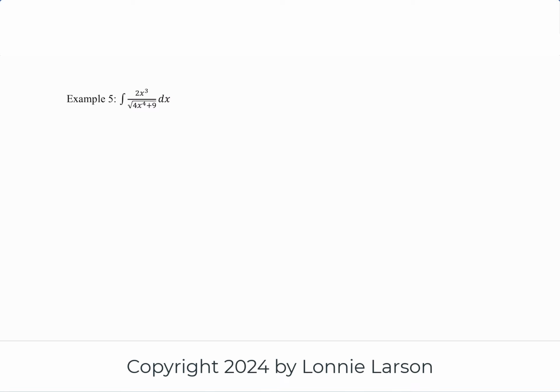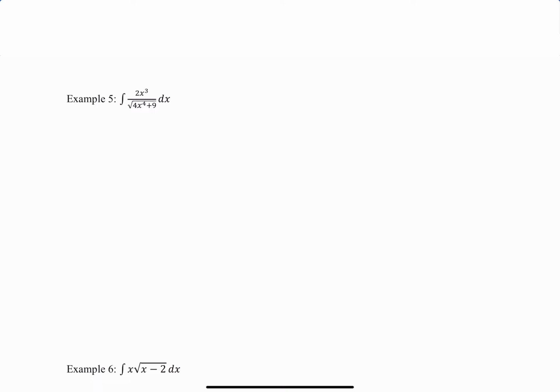In the next example, we have a decision to make. It's a quotient, a fraction. So one of our strategies said, well, let the u be the denominator. But there's also a radical in there, a square root. And another one of our strategies says, if you have a radical, try letting u be the thing inside the radical.